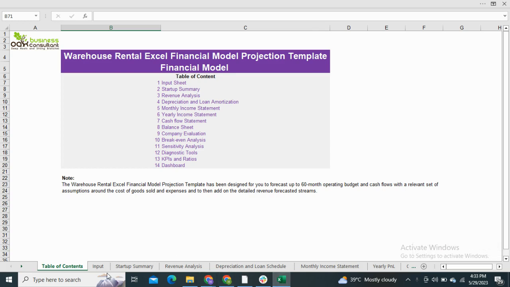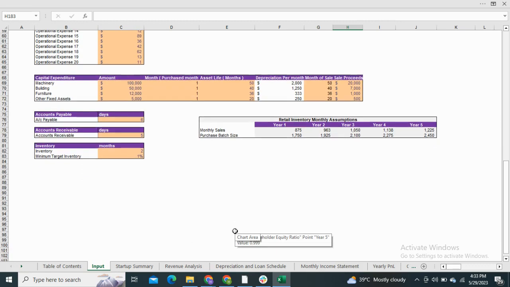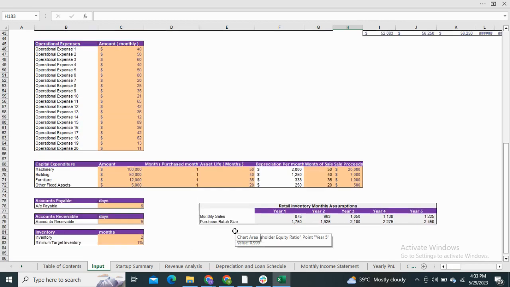Moving on to the input sheet, it will provide you the assumptions for the capital structure, the cost and the price of the services, monthly payroll, operating expenditure, capital expenditure, and account receivable and payable days.